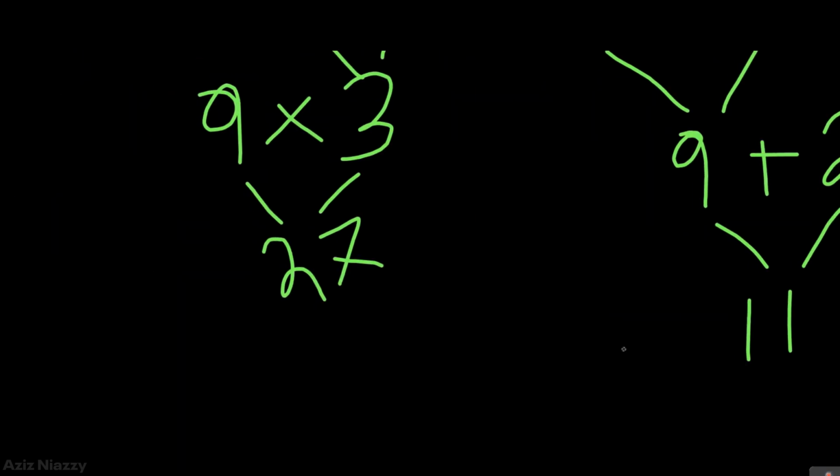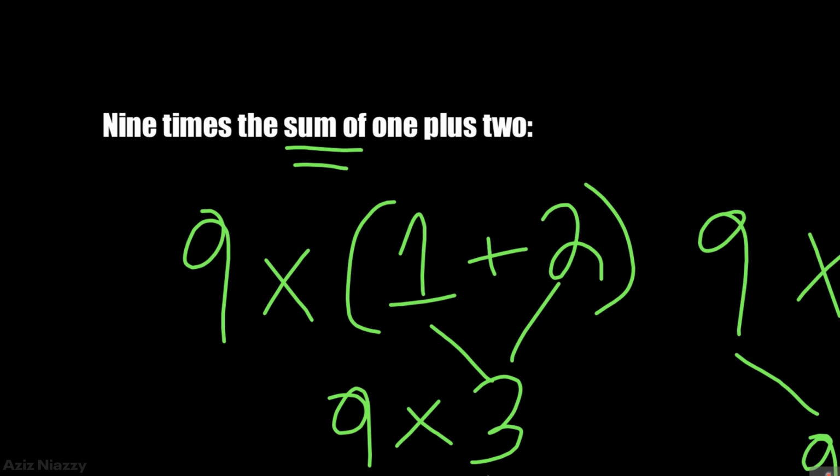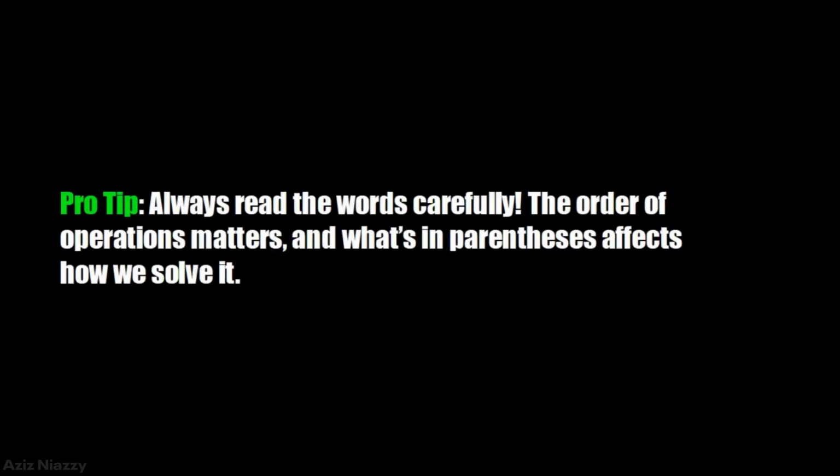So when you have problems like this, you have to pay attention to what it says, and here it says the sum of, which means you have to put the parentheses. That is why we put the parentheses around 1 plus 2. Here's a pro tip: always read the words carefully, because the order of operations matters, and what's in parentheses affects how we solve it, just like we saw in the last example.